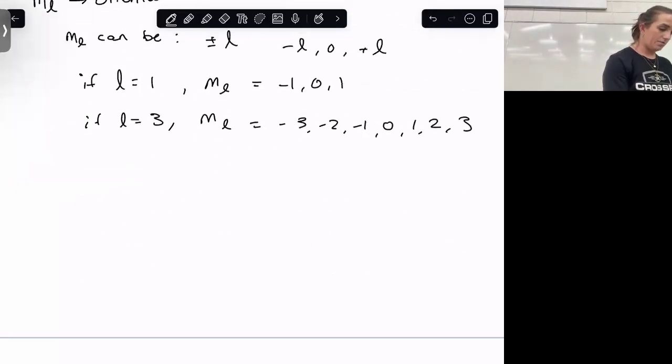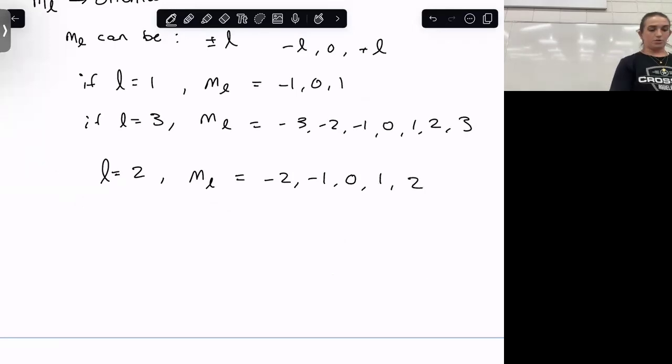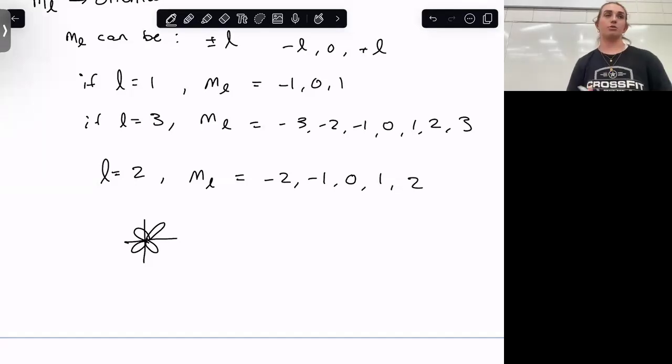And when L is equal to 2, M sub L is equal to -2, -1, 0, 1, and 2. You have the clover along the x-axis. You could do that same clover on the y-axis, and the same clover on the z-axis. Then you have one that's, I think, x squared or something. That's a little bit funkier. And then you have the donut with the top and bottom lobes and the donut in the center. That's just because you're squaring things in the algebra. But it's all different orientations.